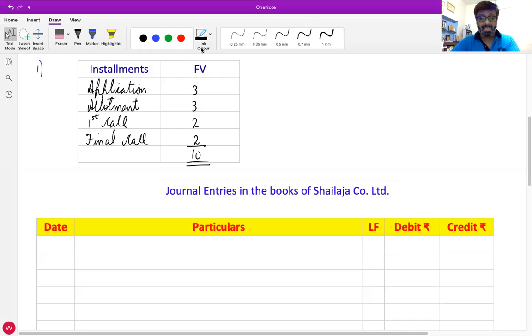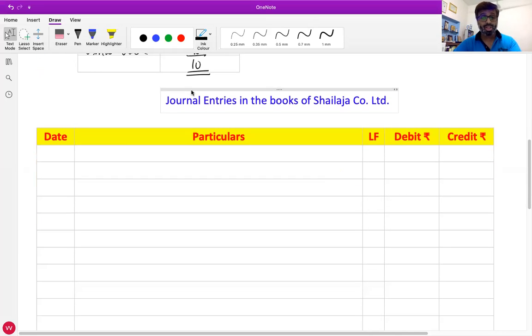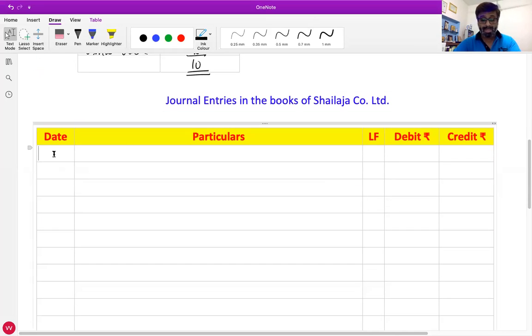Now, first question, so I'm explaining you, next question onwards I'll ask you. Okay, means next lecture when I take up with second question onwards, I'll be asking you. You all must be able to answer it to me. So first entry. Now tell me, what is the first entry we discussed for receipt of application money?